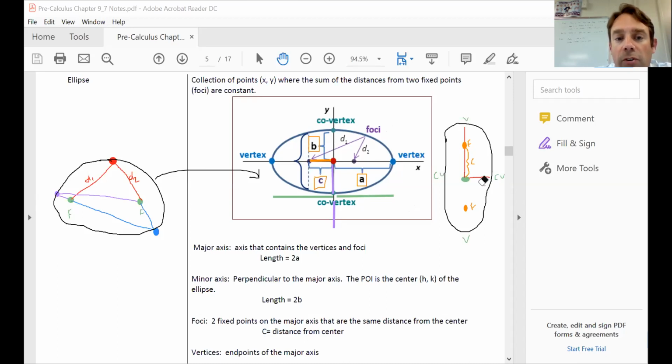A is always the distance on the longer diameter. I should have made that a little bit more clear. Notice B is always your shorter distance. A is always your longer distance. A always goes out to the vertices.